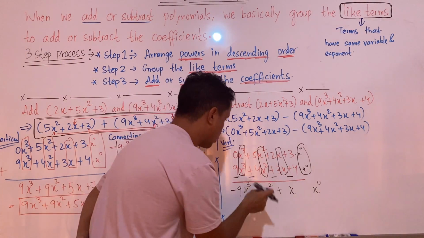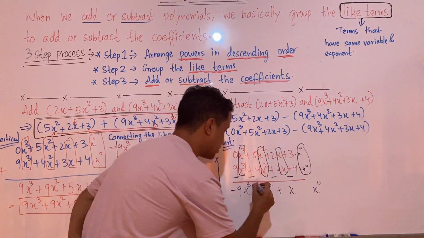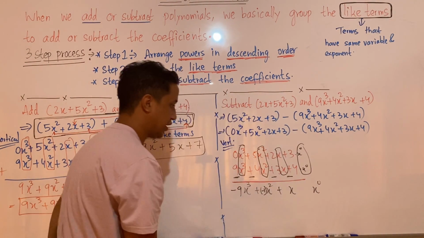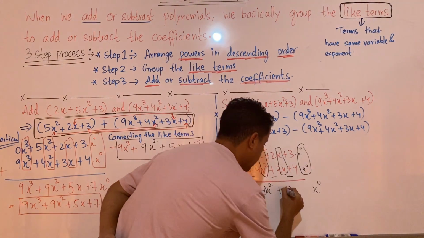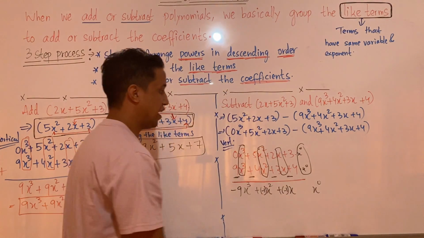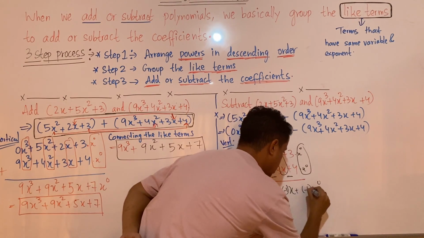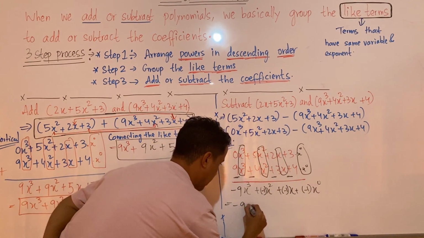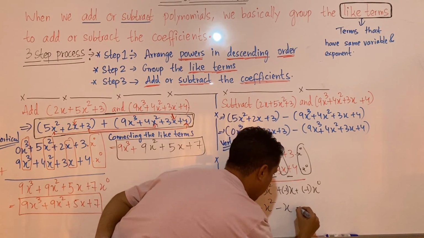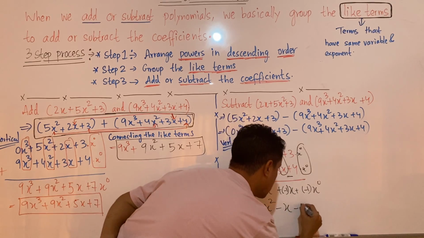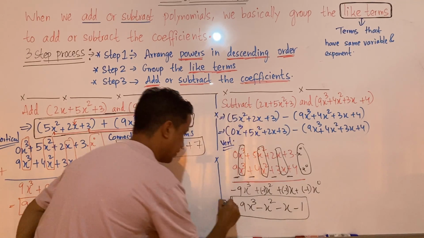So here 5 minus 4 is 1. Here 2 minus 3 is minus 1. And here 3 minus 4 is minus 1. Simplify it further: minus 9x cubed plus x squared minus x minus 1. So this is going to be the final answer.